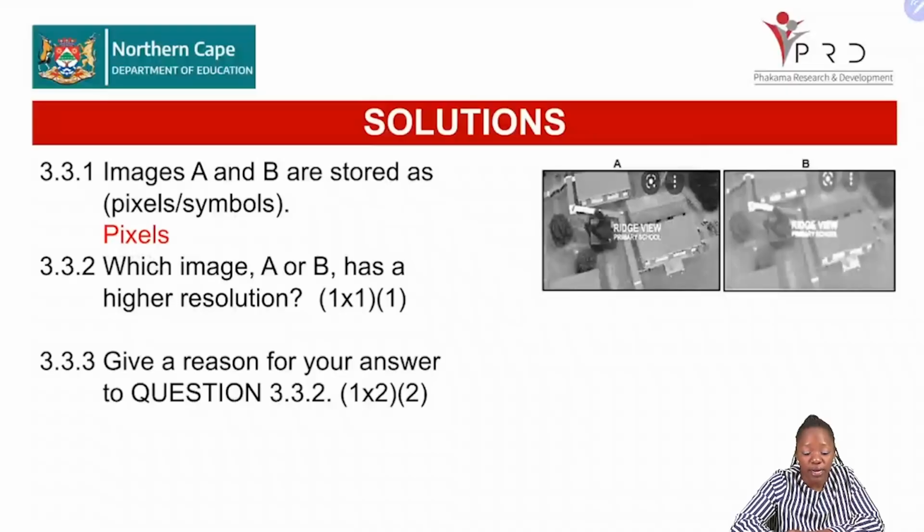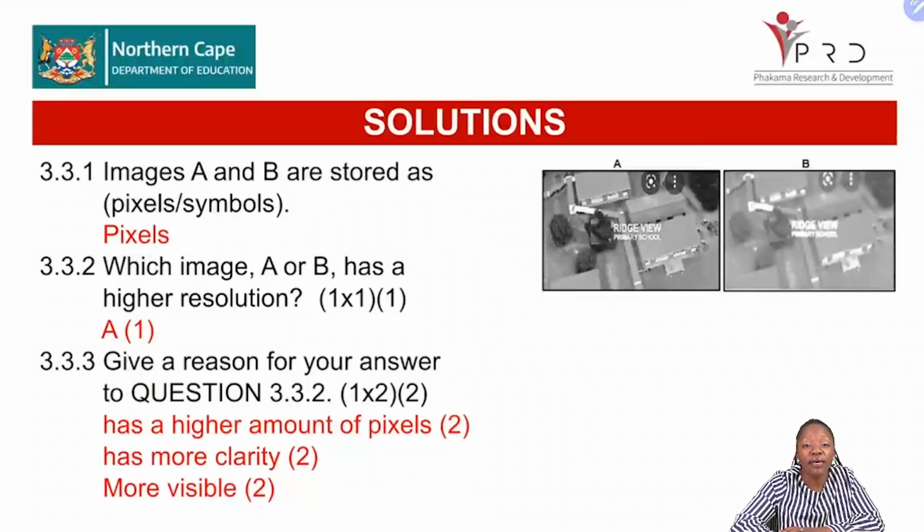Then your 3.3.2, which image, A or B, has a higher resolution? It is A. So why are you saying A in question 3.3.3? Because there is a high amount of pixels and it has more clarity. As you can see, B is a bit blurry, while A is the one that has the clear quality of the picture.